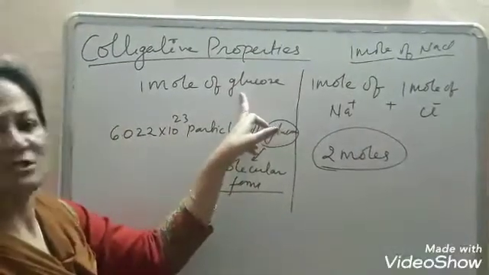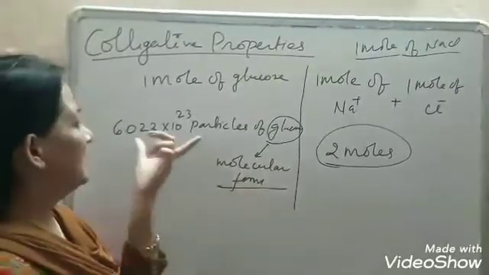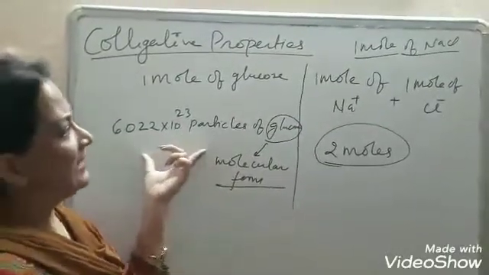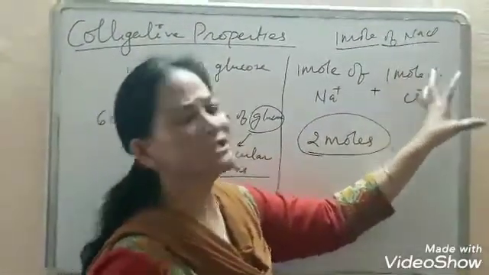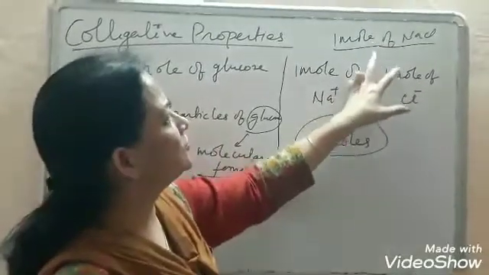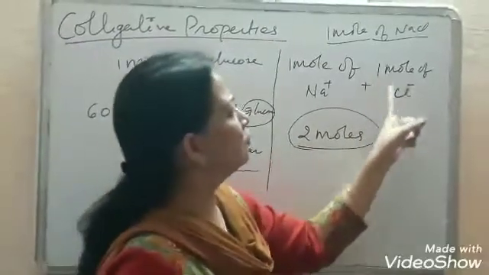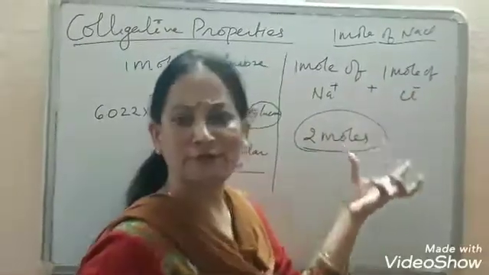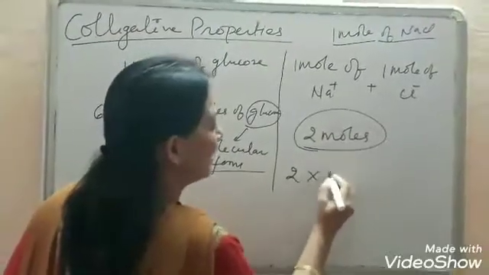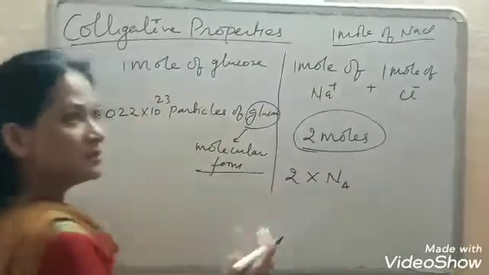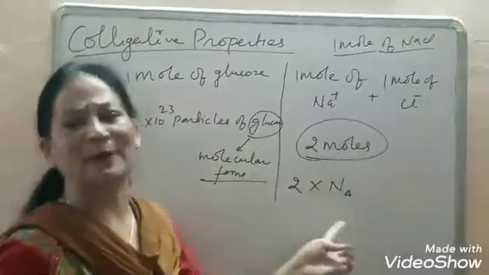Glucose is a non-ionizable solute, so it will remain in molecular form, and the total number of particles will be equal to Avogadro number. Why? Because NaCl is an ionic solute which has the tendency to get 100% ionized, and on dissolution it will dissociate into 1 mole of Na plus ion and 1 mole of Cl minus ion. So the total number of particles present in the solution would be 2 into Avogadro number. So the properties of that solution will depend on this much number of particles.